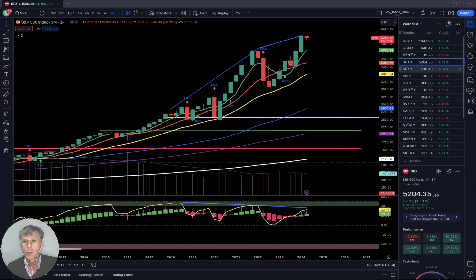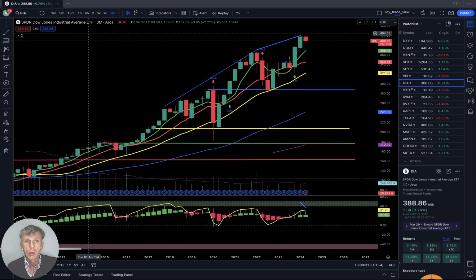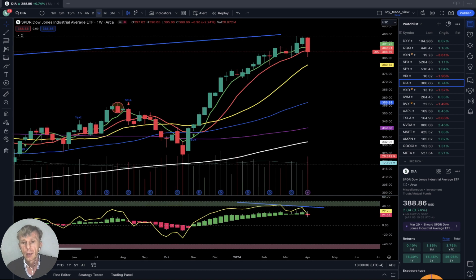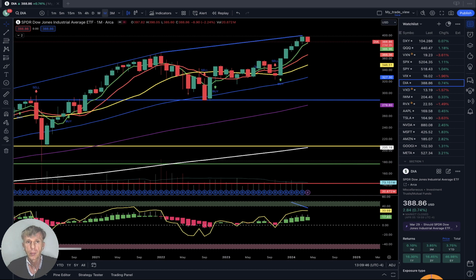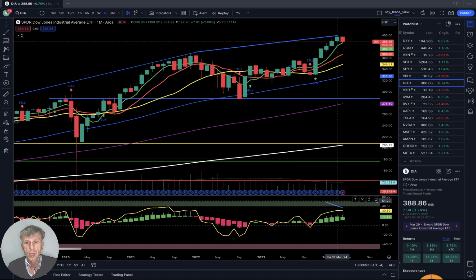Now let's move to DIA, Dow Jones. Let's start weekly. Last bar just moved below SMA 5 and 10, but still above SMA 20, still bullish territory. Just started reversal. Monthly time frame, still bullish trend and bearish divergences, right, on RSI.